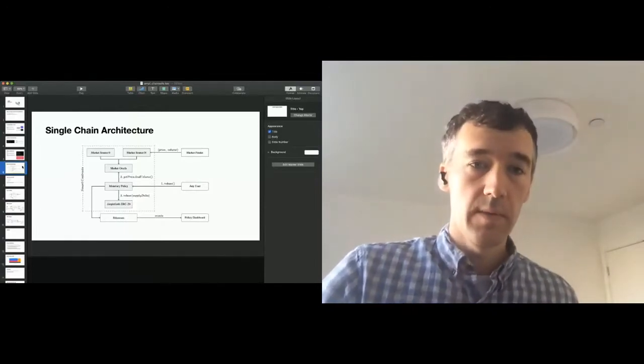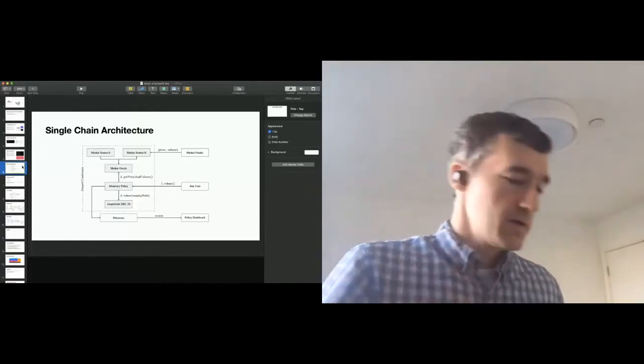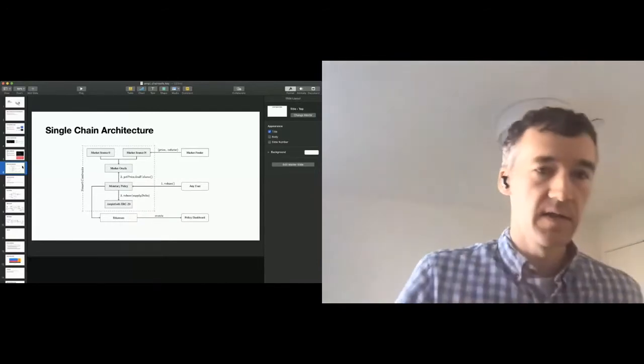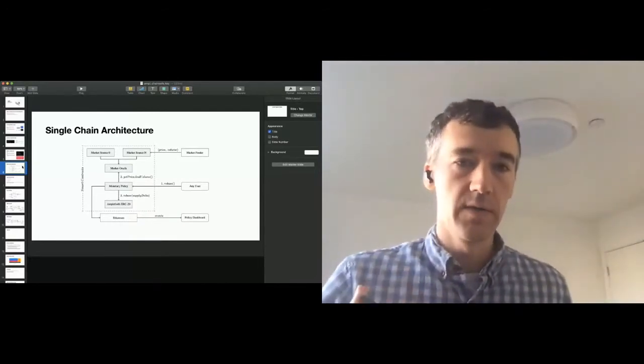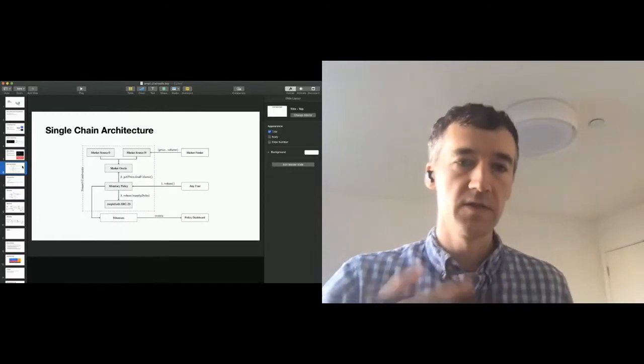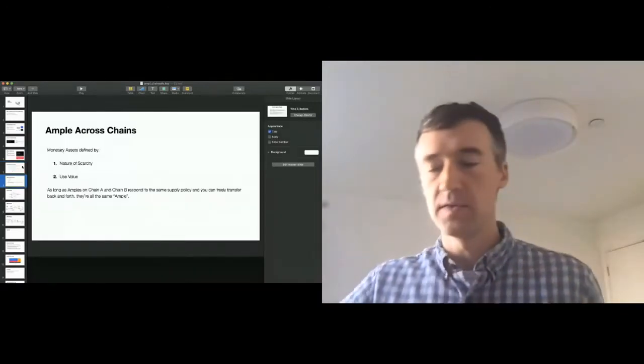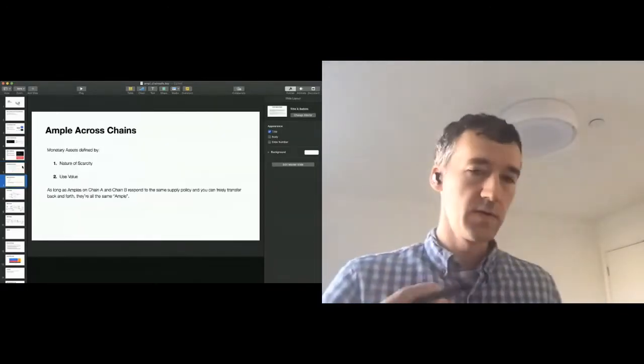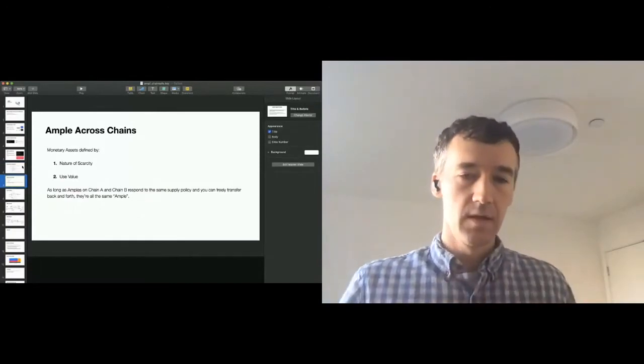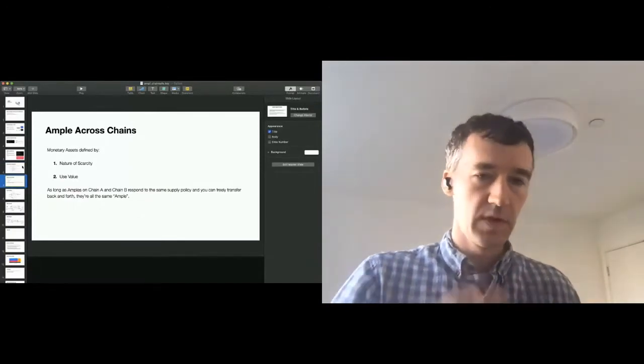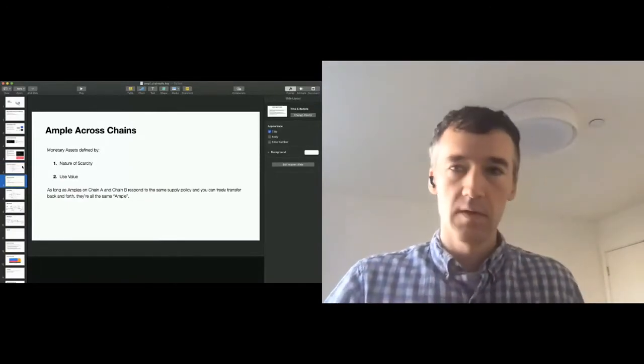All right, so Ampleforth across chains. A monetary asset is defined by two qualities. It's defined by the nature of its scarcity. It's defined by its use value. Those two things are what make, say, Bitcoin different from ETH, right?